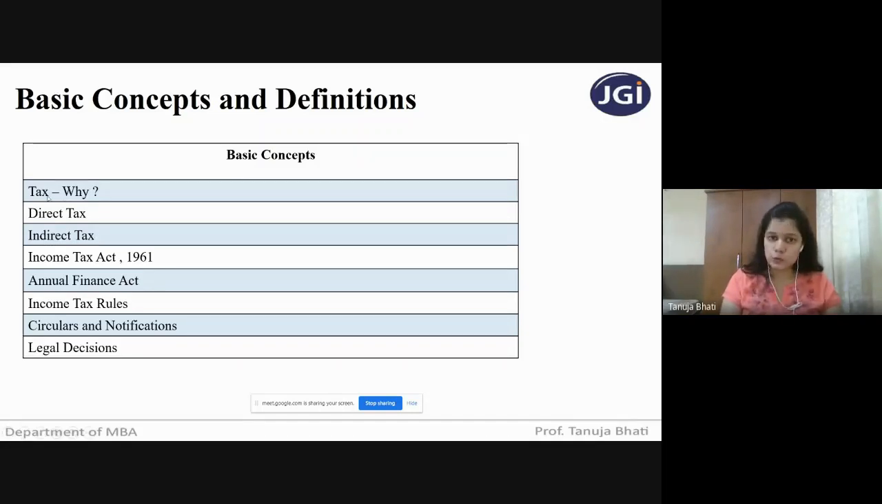So always remember, tax is a source of revenue for the government. Direct tax is directly paid by the person who's earning the income to the government. It is progressive in nature. Indirect tax is paid indirectly by the person through the shopkeeper to the government, and it is regressive in nature. Clear? Everyone has understood?